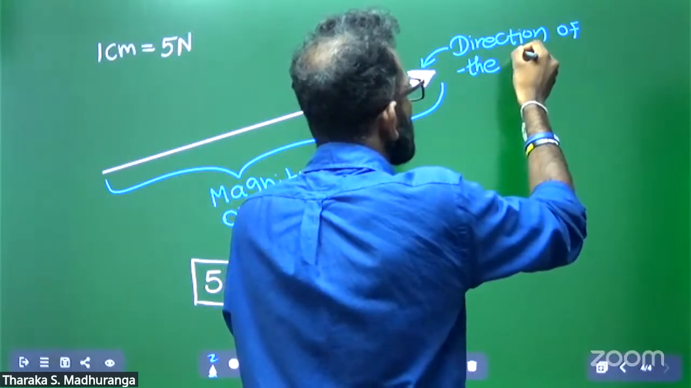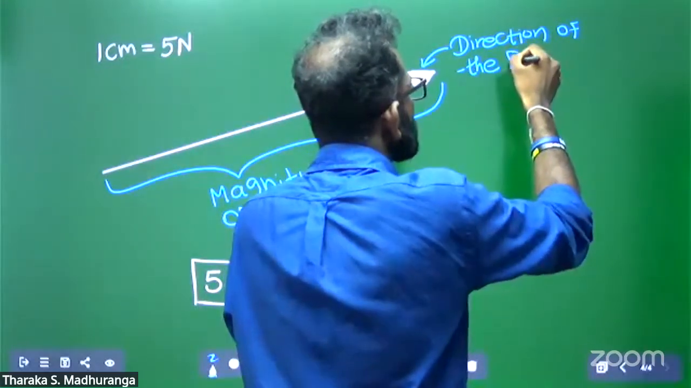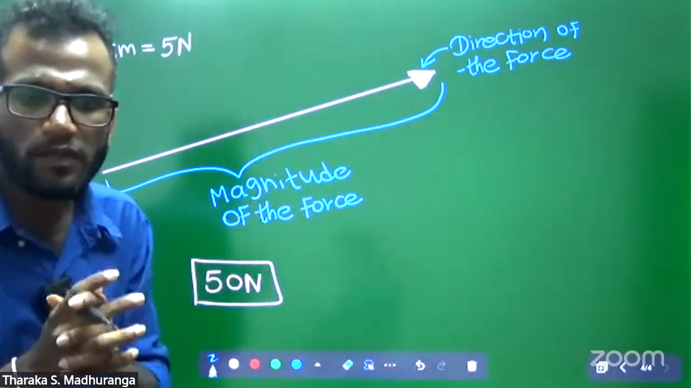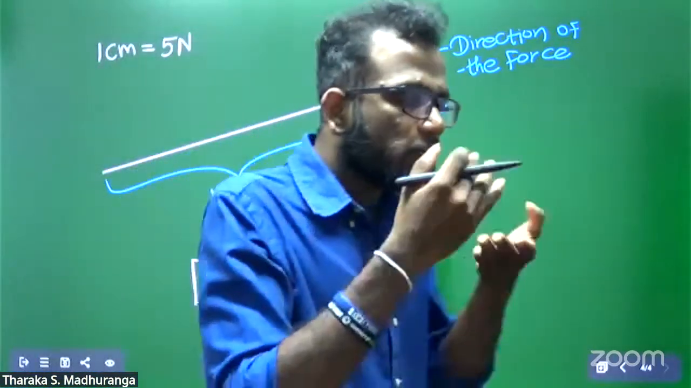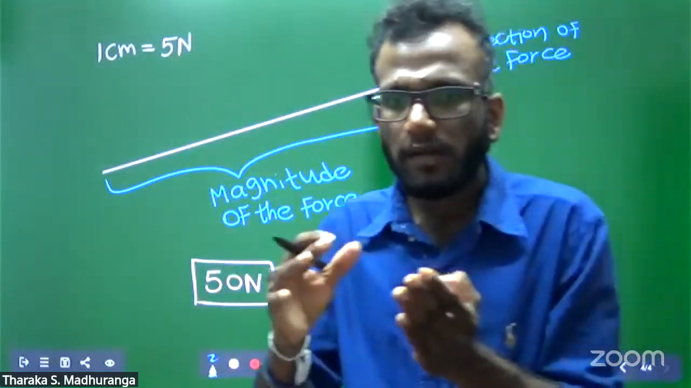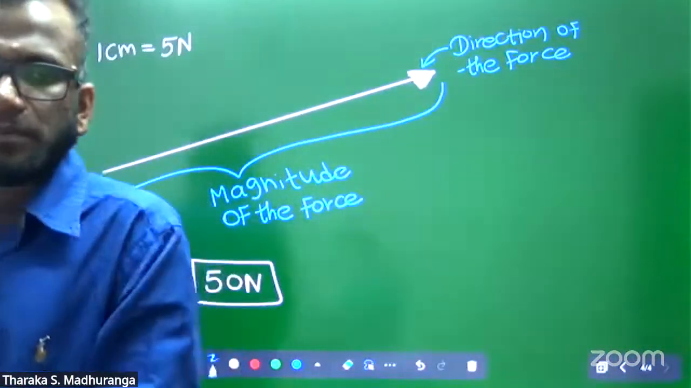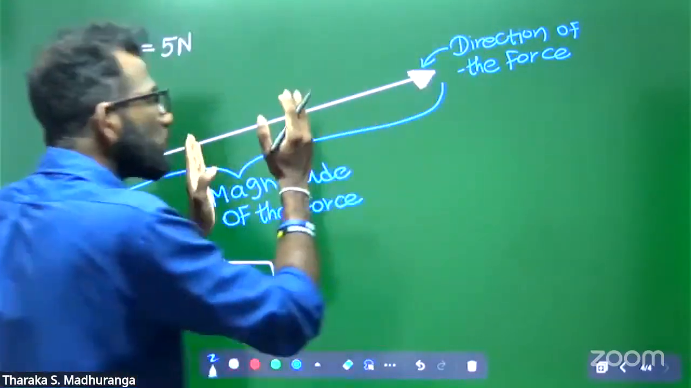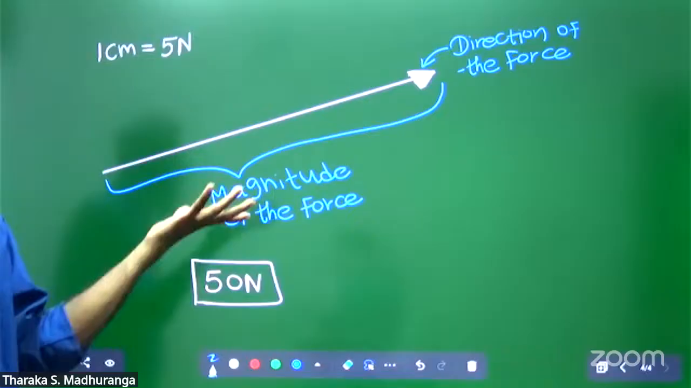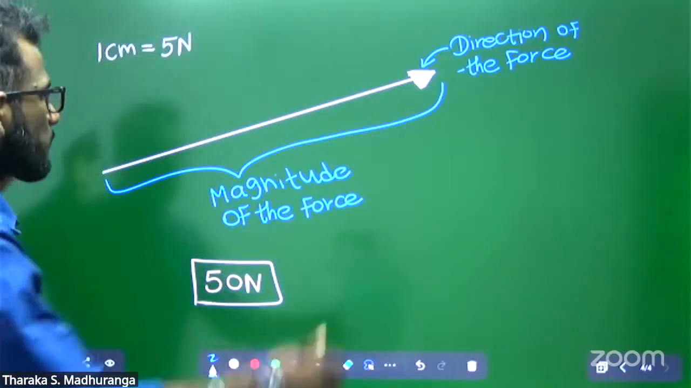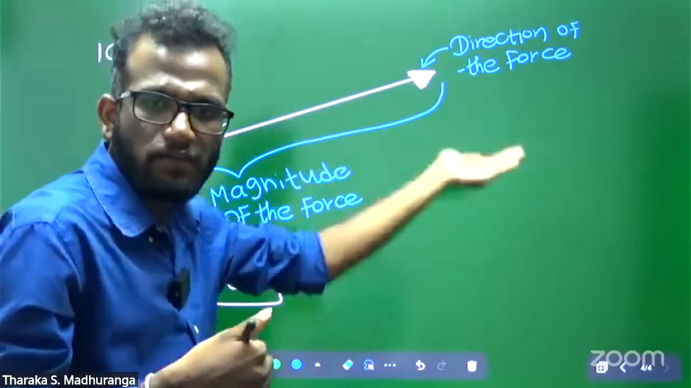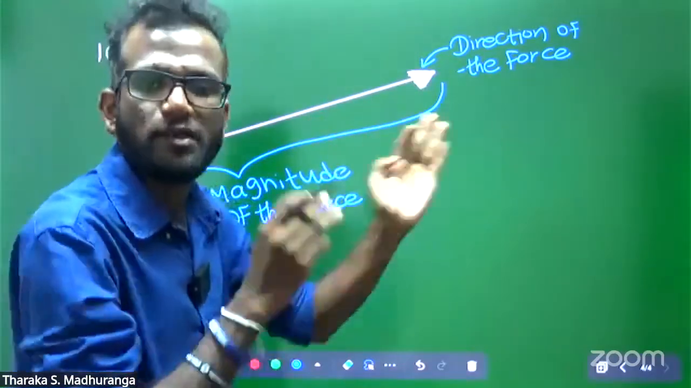Understand? Focus well. Direction of the force. Any force we can express by an arrow mark, both direction and magnitude. Remember, direction is easy. Direction is whatever the arrow mark direction is, the force direction.